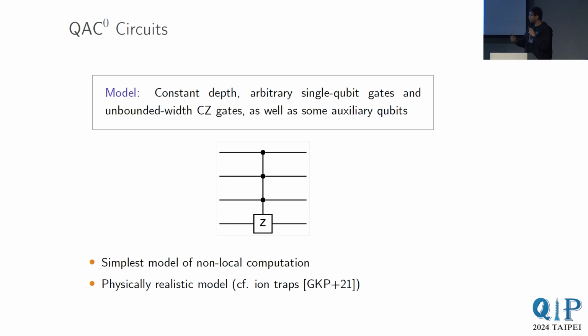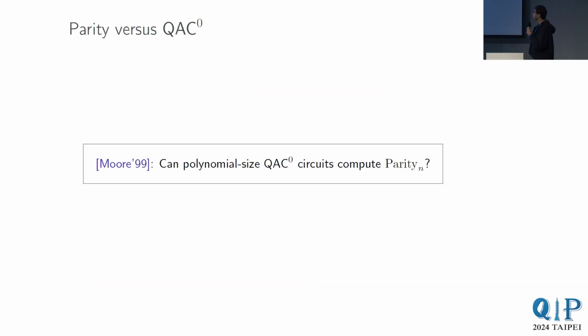It's also believed to be a physically realistic model. And in some sense, this is also the class that you could hope to prove unconditional lower bounds for. If you try proving unconditional lower bounds for any slightly bigger class, you would get breakthrough classical circuit lower bounds. So in some sense, this is what we're supposed to shoot for.